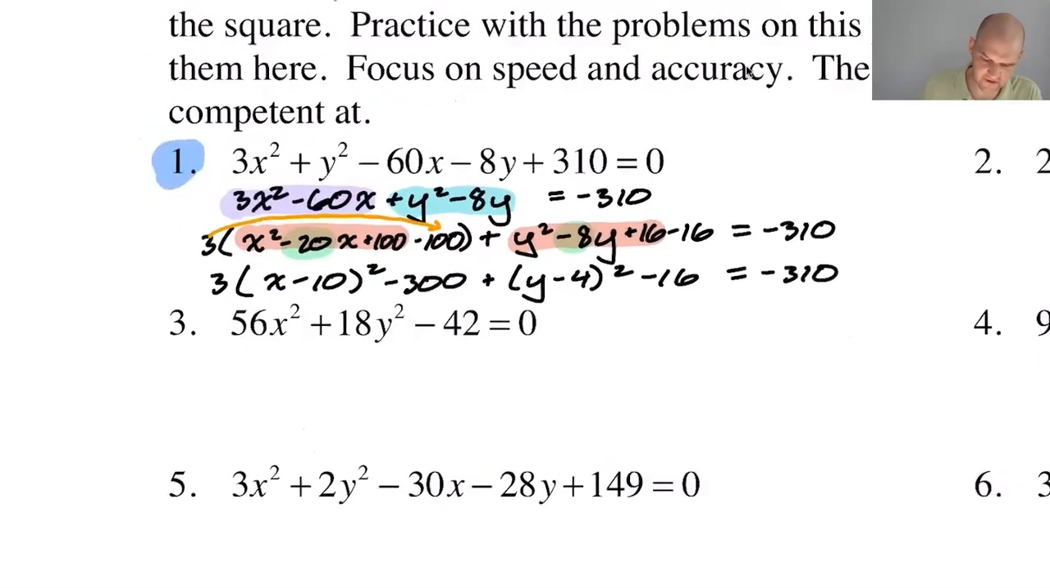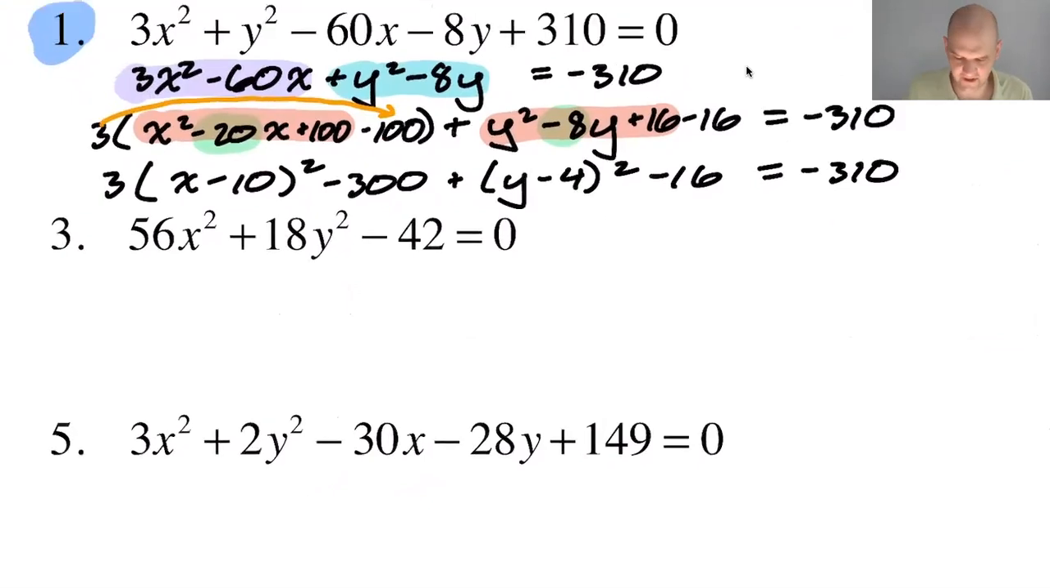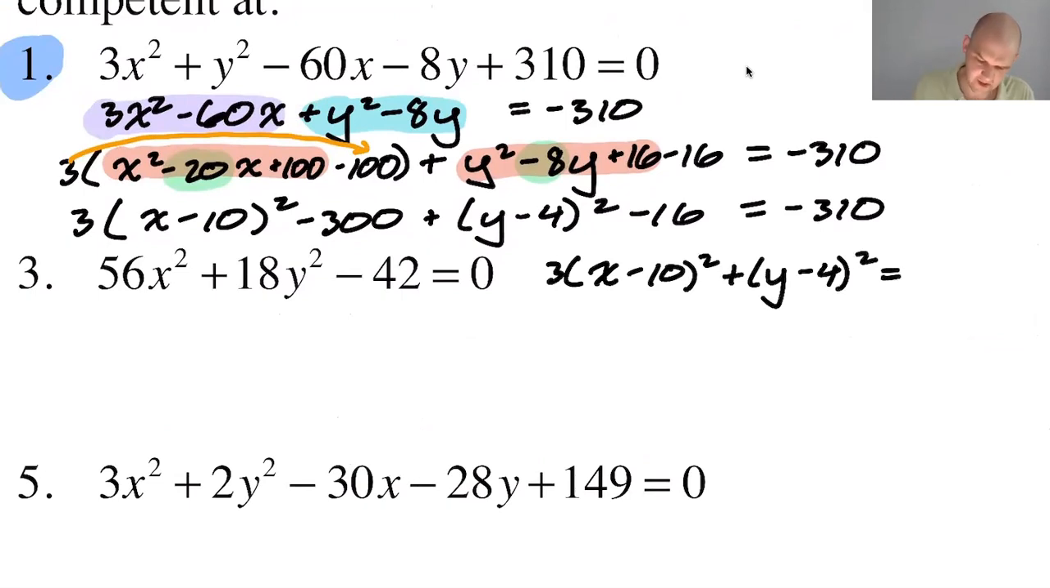Man, there's nothing approaching enough space for this. So finally, I'm going to move all the constants to the other side. So I'm going to get 3 times x minus 10 squared plus y minus 4 squared equals, so negative 310, I'm going to add 300, so that's negative 10. Add 16, that's 6. And so we get that. That is the completed square version.